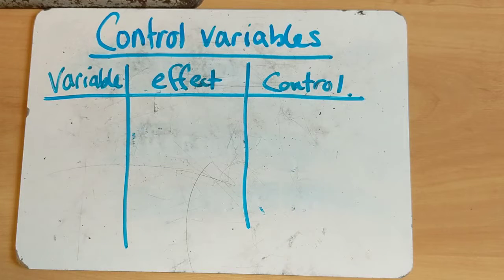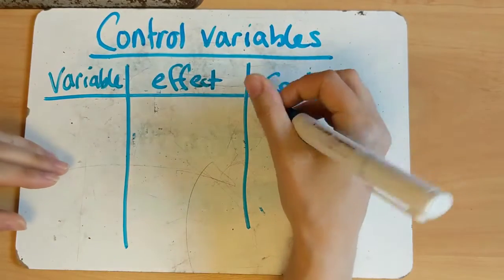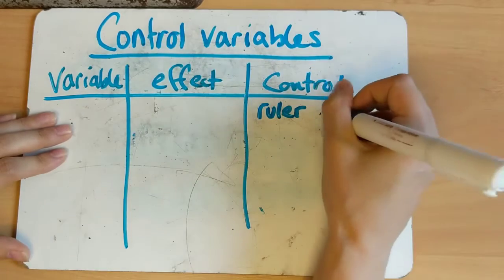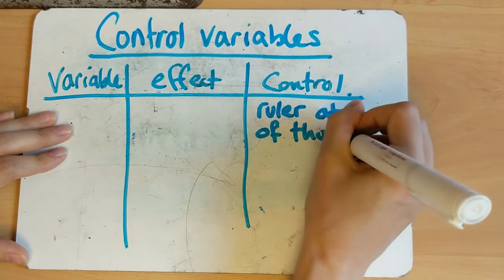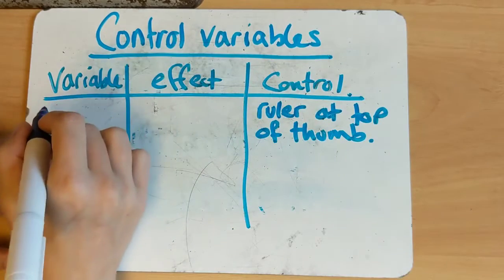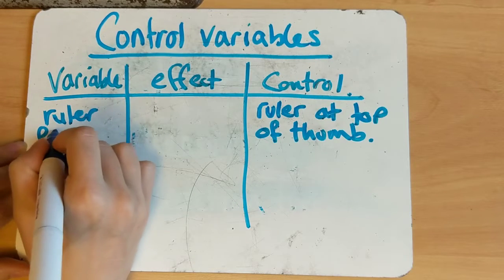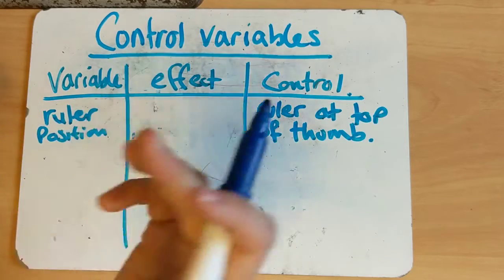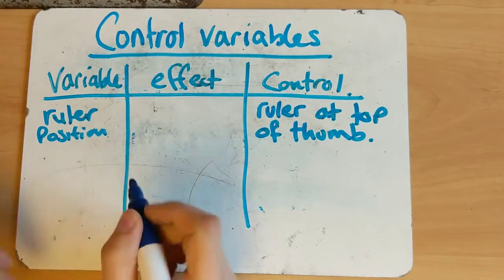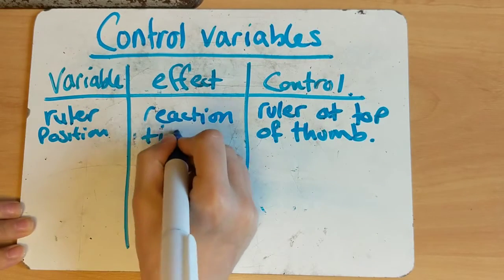So one of the first things we did was when you're dropping it, you made sure that the ruler was at the top of your thumb. So that's how you control it. So if I write ruler at top of thumb. So the variable is ruler position. Now, if you change the ruler position, it's going to affect your reaction time.